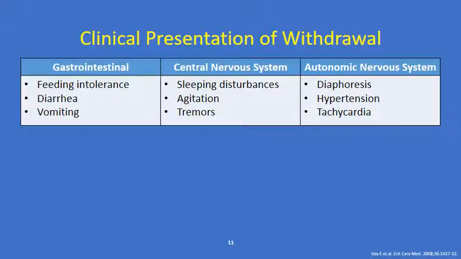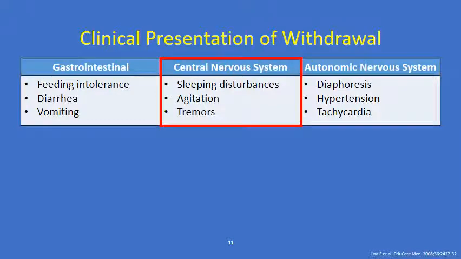So thinking back to the video at the beginning of this and some of the symptoms you saw, when we think of withdrawal, we really can classify them into 3 main systems: gastrointestinal, central nervous system, and autonomic nervous system. So looking at GI, some of the symptoms you can see are feeding intolerance, diarrhea, and vomiting. And if you think about one of the main side effects of opioids in general is constipation, so it makes sense that the opposite would happen when you're withdrawing from the medication. So it'd be diarrhea in this case and not constipation.